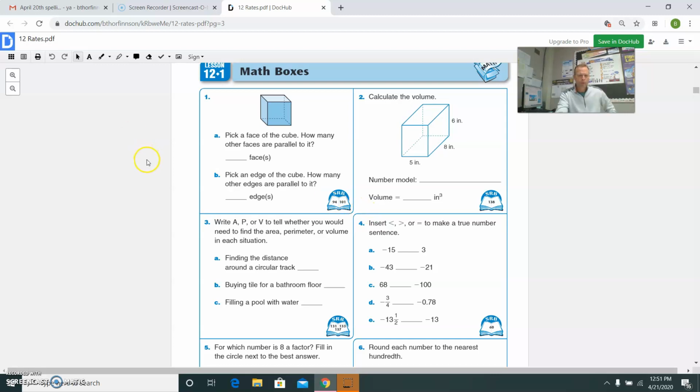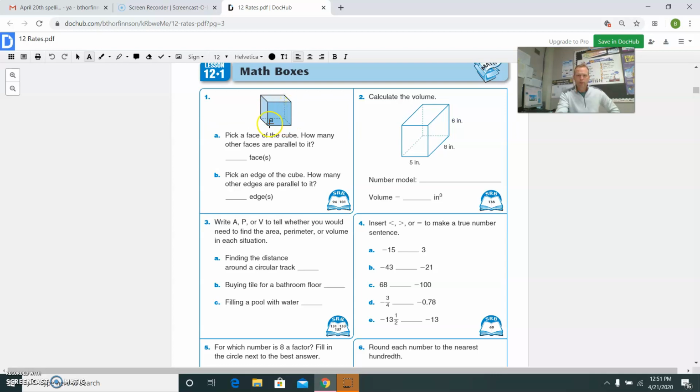Okay, guys, we're going to go through page 311, and I want to go through page 312 on rates and talk a little bit about rates that we talked about yesterday. So first of all, 311, if we look at these, pick a face of the cube.